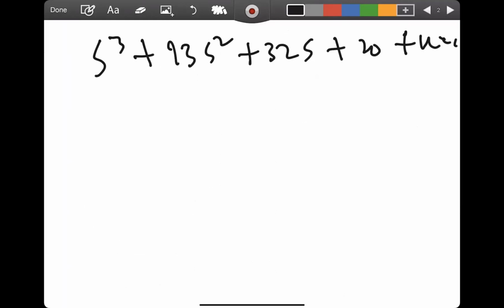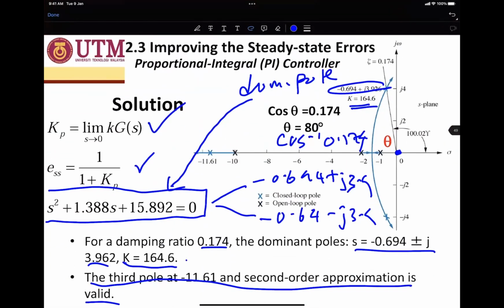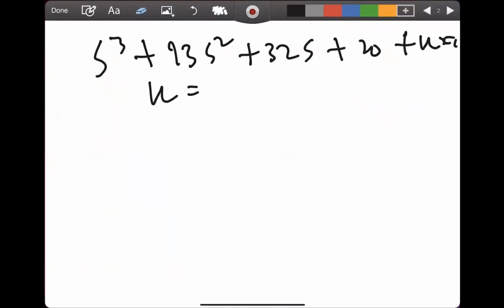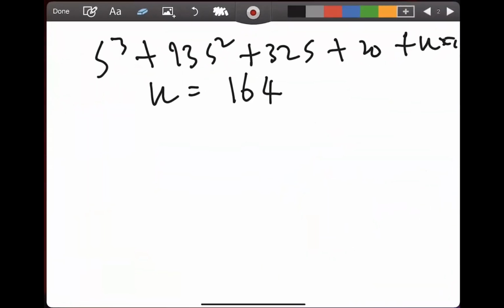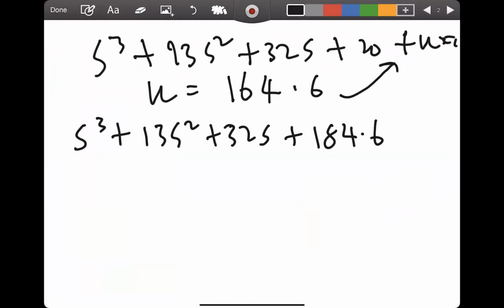So K is equal to how much? 164.6. Okay, so you insert K here, and it will be s cubed plus 13s squared plus 32s plus 164.6 equals 0. Okay, find the roots. What are the roots?